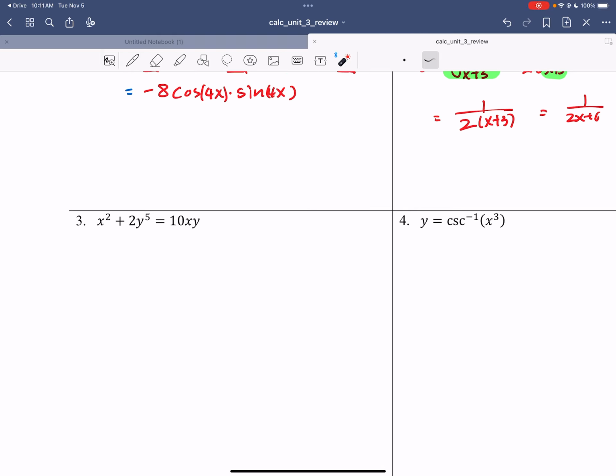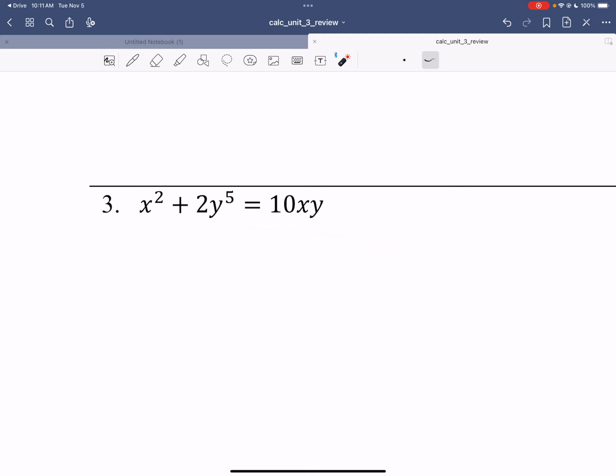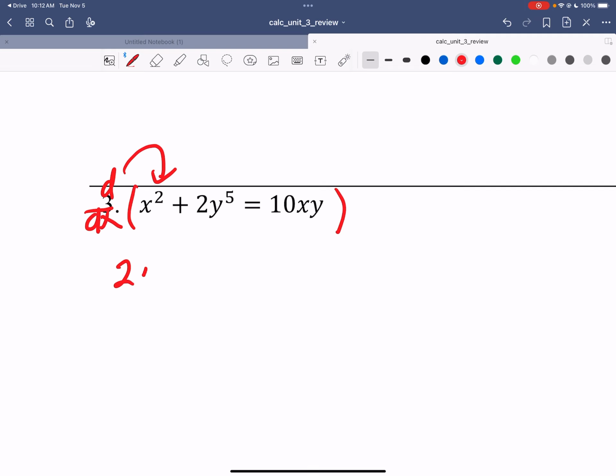Looks like this one is going to be the implicit differentiation. So do you see we're going to derive it in terms of x? So let's see if we can do this. I'm going to derive all this in terms of x. So the derivative of x squared is going to be 2x plus the derivative of 2y to the 5th power, which is going to be 10y to the 4th power times, let's put dy dx instead of y prime for some of y'all.